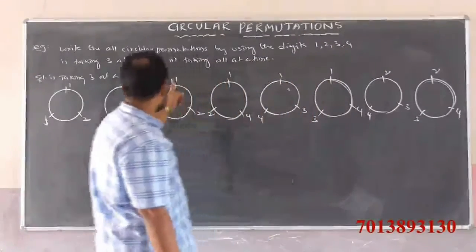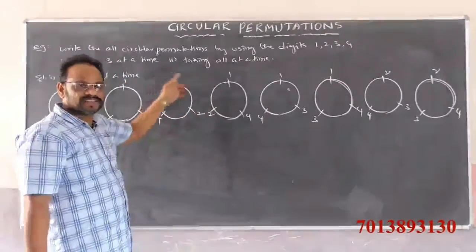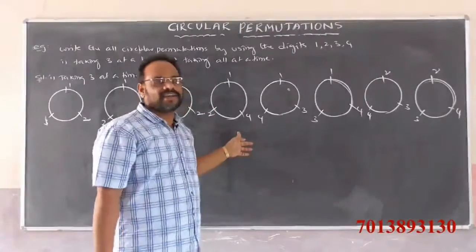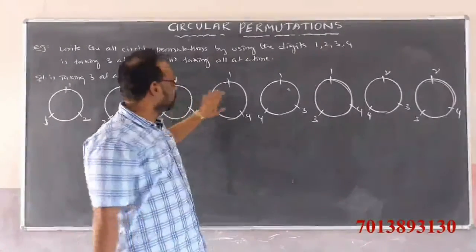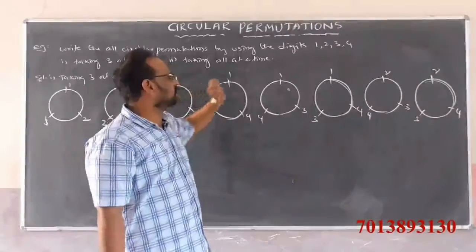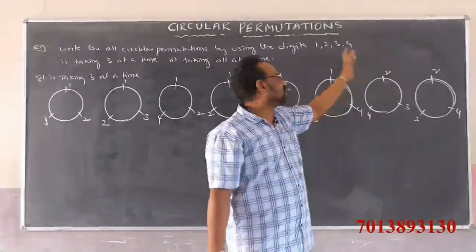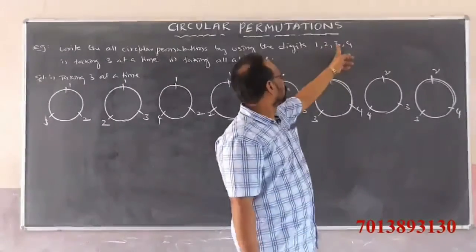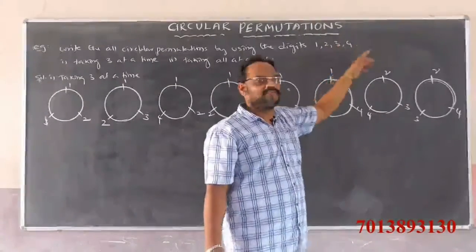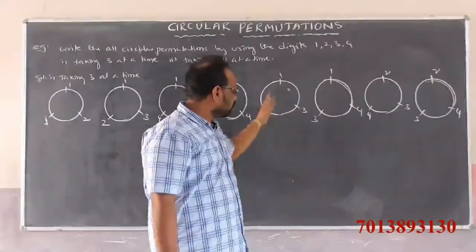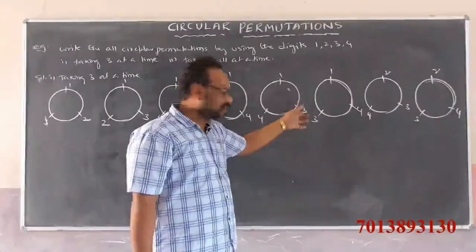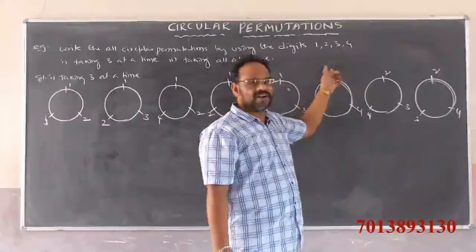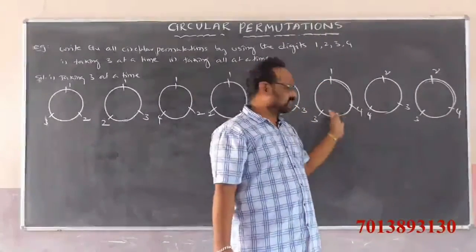Next, take another 3 digits, that is 1, 2, 4. This is the clockwise direction, and 1, 4, 2 is the anti-clockwise direction. We get 2 possibilities again. Next, take 1, 3, 4. This is clearly the clockwise direction. Take the other direction, the anti-clockwise direction, 1, 3, 4.